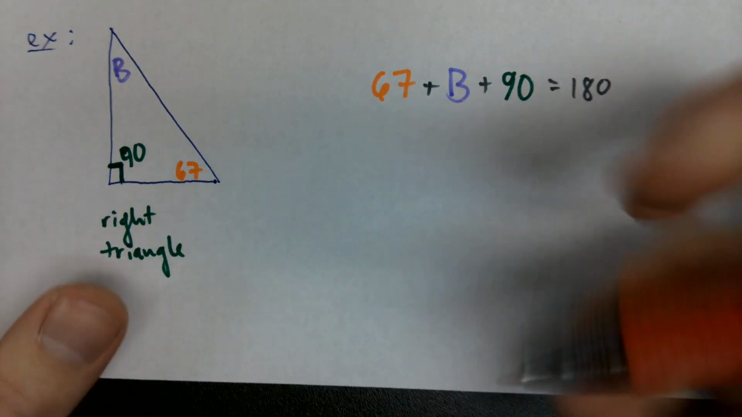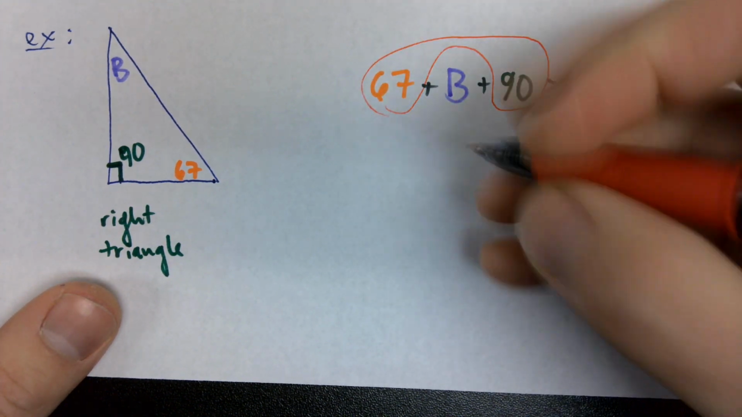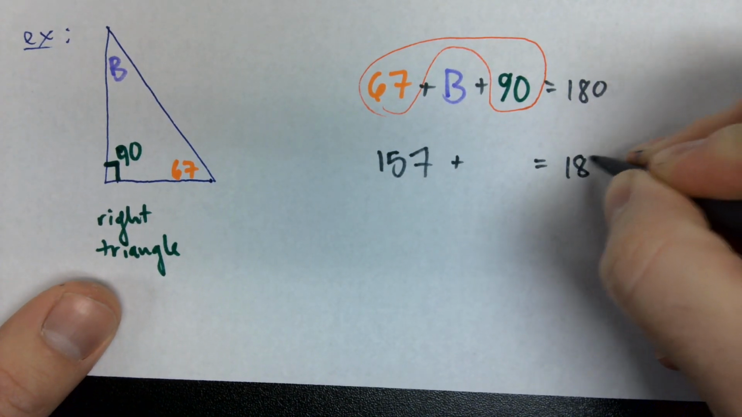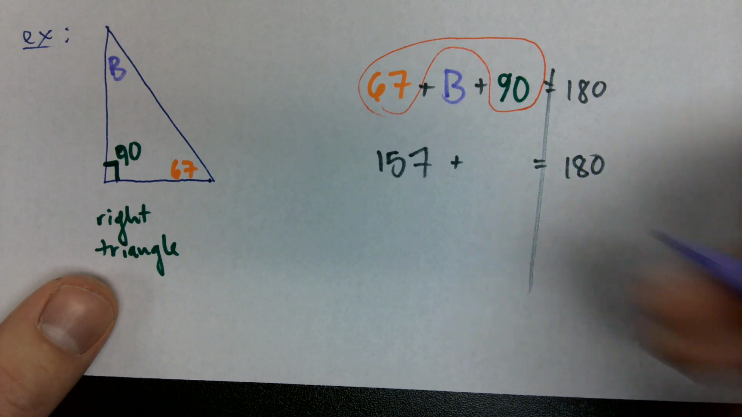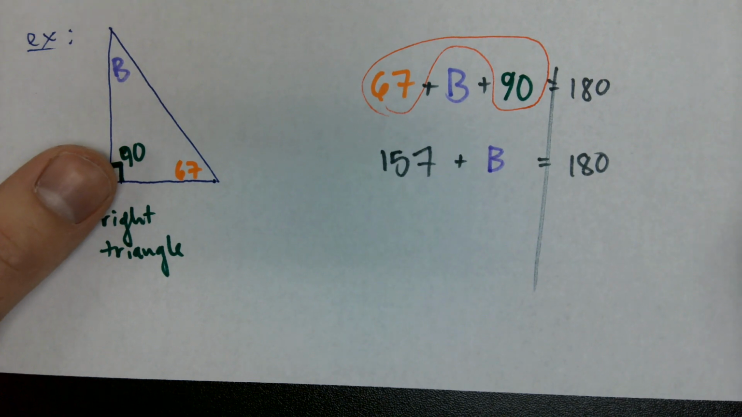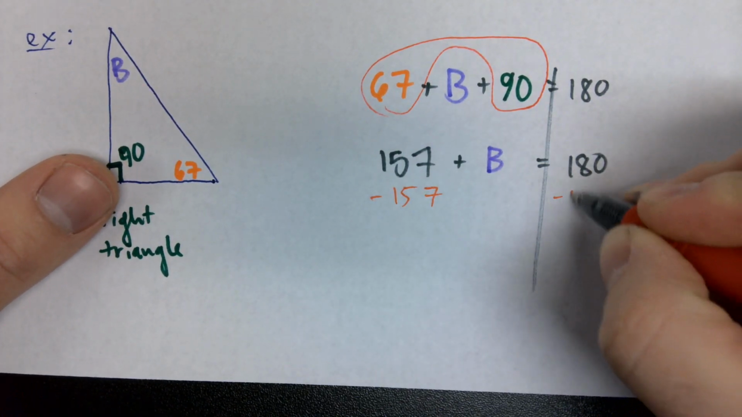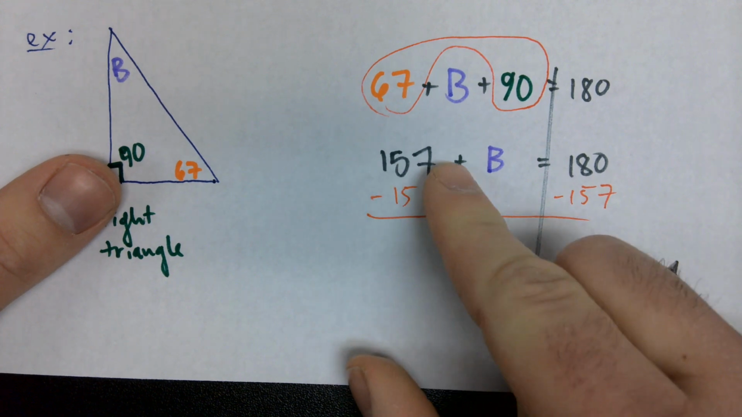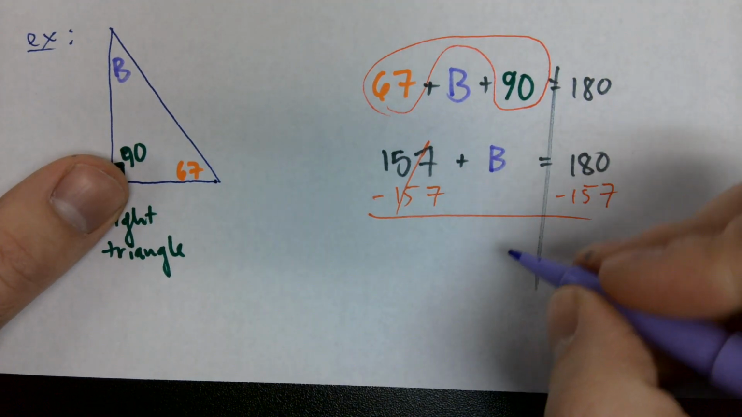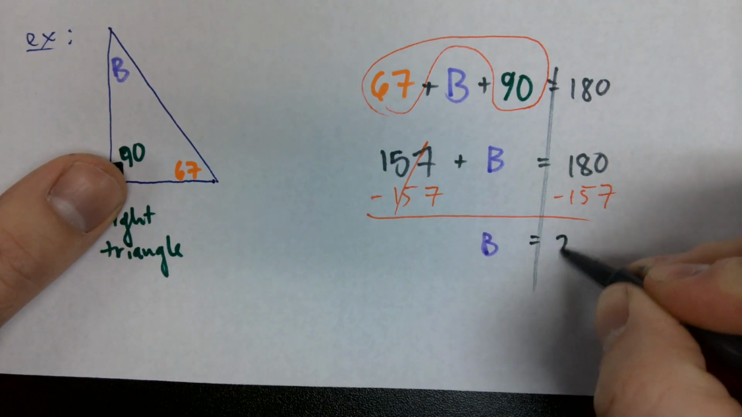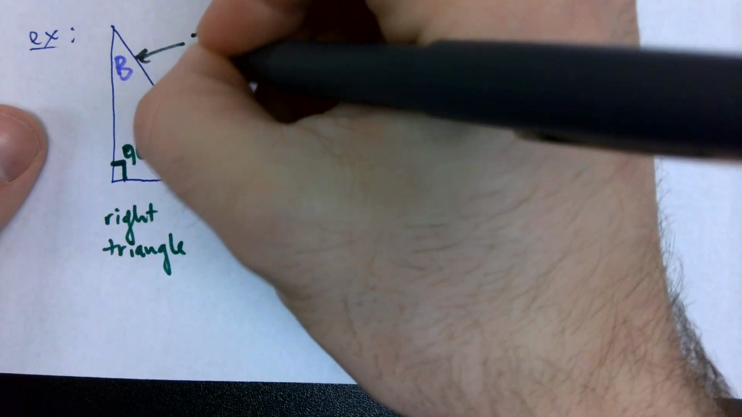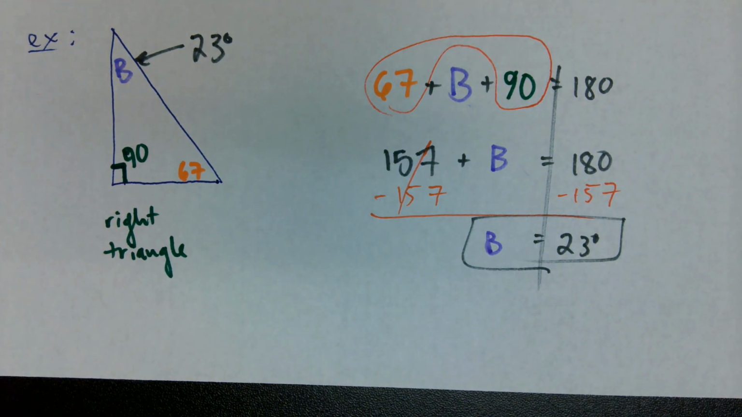So again, we can combine like terms. 67 plus 90 gives us 157 plus B equals 180. And again, we're going to subtract 157 from both sides. We could also think of this like 157 plus what number equals 180, right? And that's going to be 23 degrees. And that's the value here again of angle B, 23 degrees.